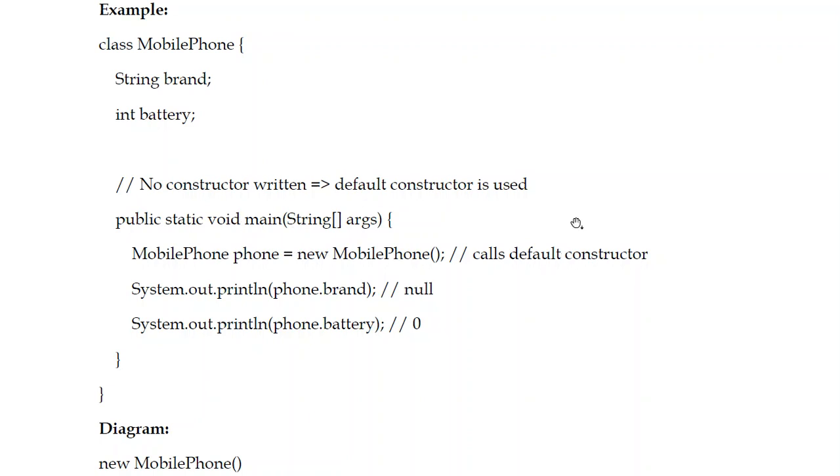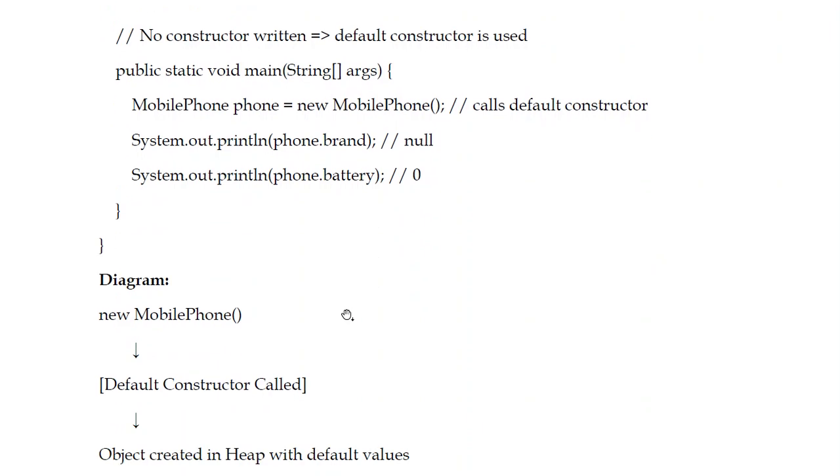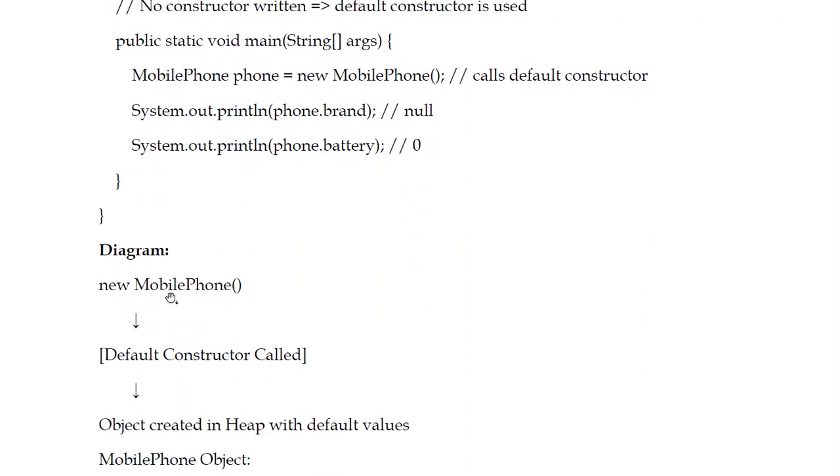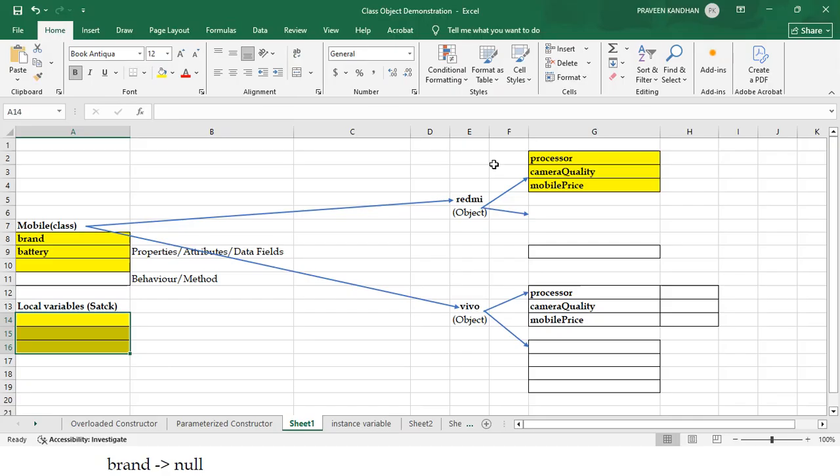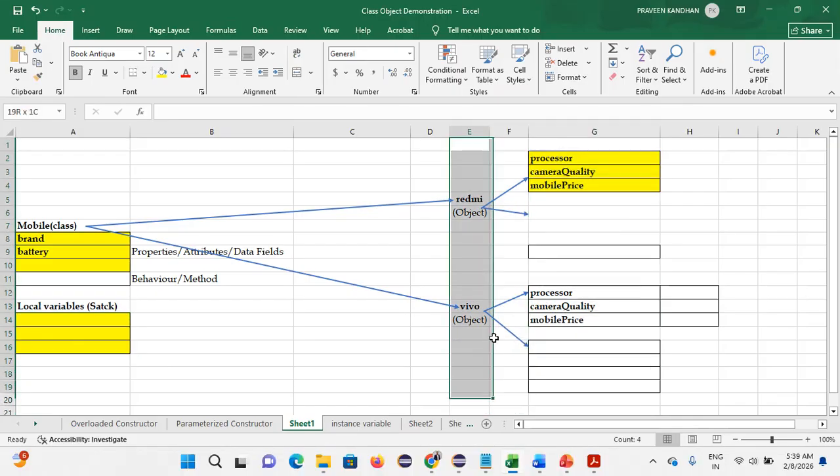At the time of object creation, it will call the default constructor. New mobile phone: at the time of object creation, the default constructor will be called. Because we use new mobile phone, the object will be stored in the heap memory area only. It will allocate a new memory area, and that area is called the heap memory. Some memory is allocated here, and we refer to it by a name.